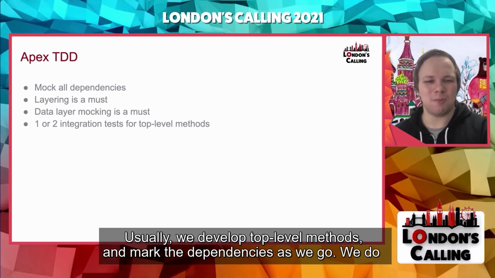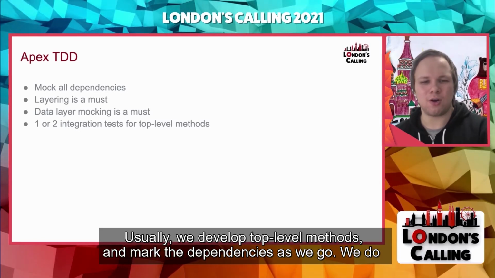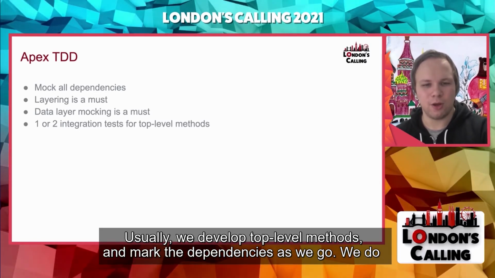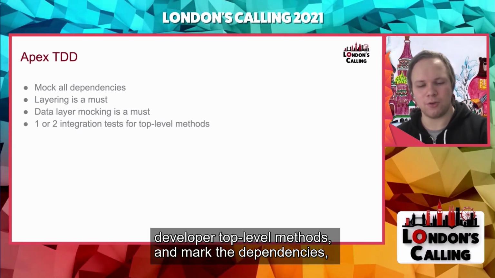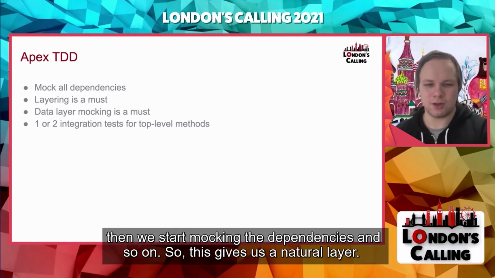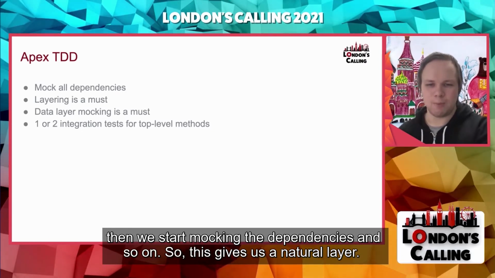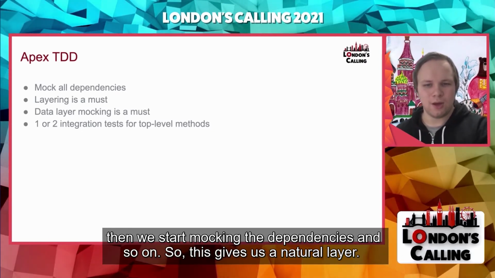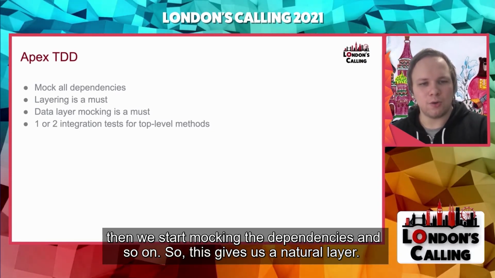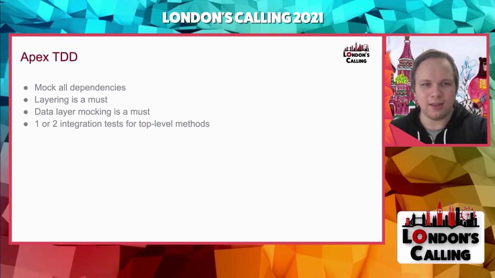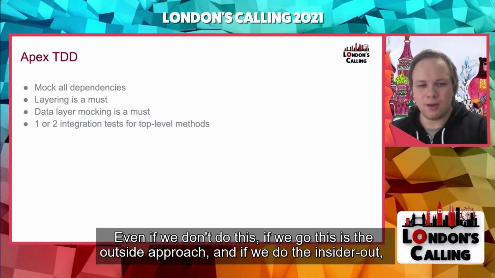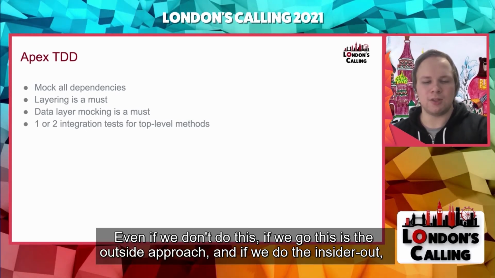And usually we develop a top-level method and mock all the dependencies as we go. So we develop a top-level method using tests, mock all dependencies. Then we start implementing the dependencies and mock their dependencies, and so on and so on. So this gives us a natural layering. This is the outside-in approach.